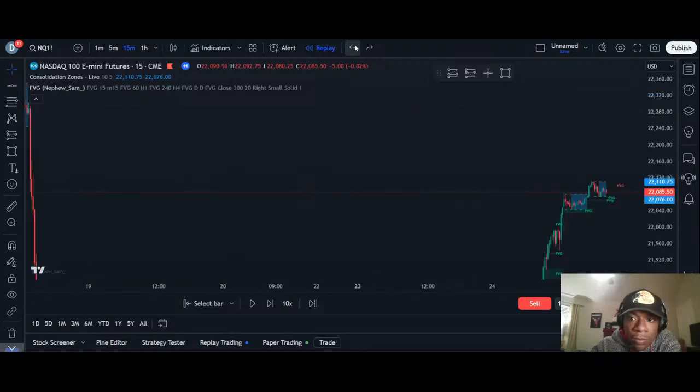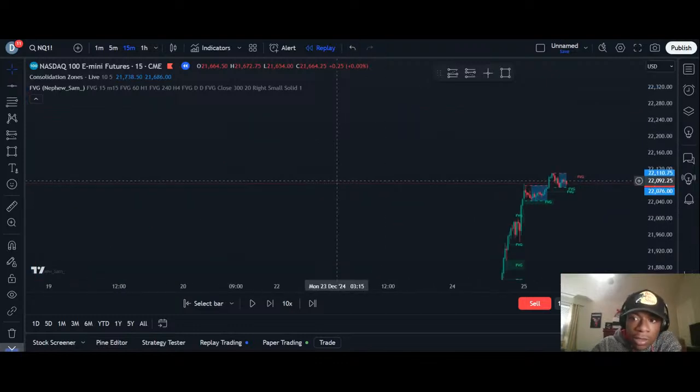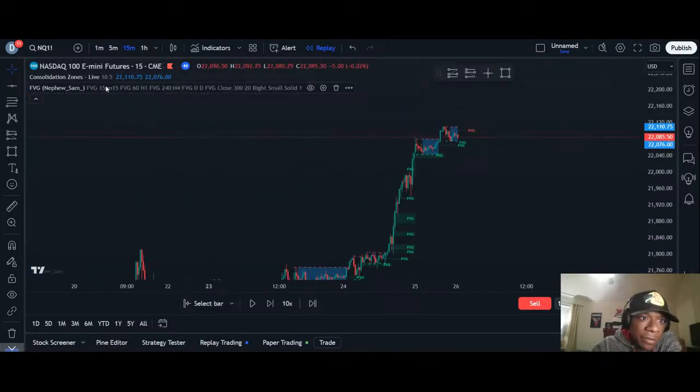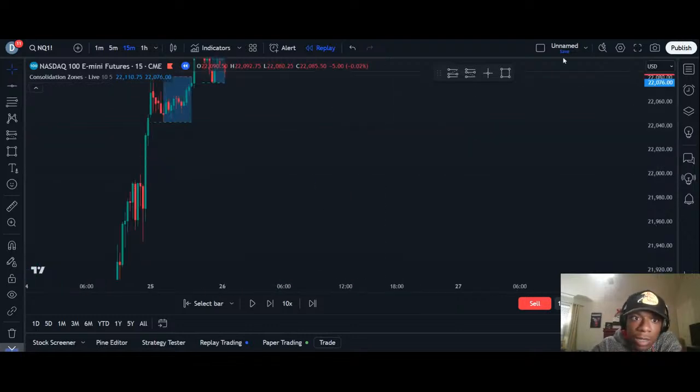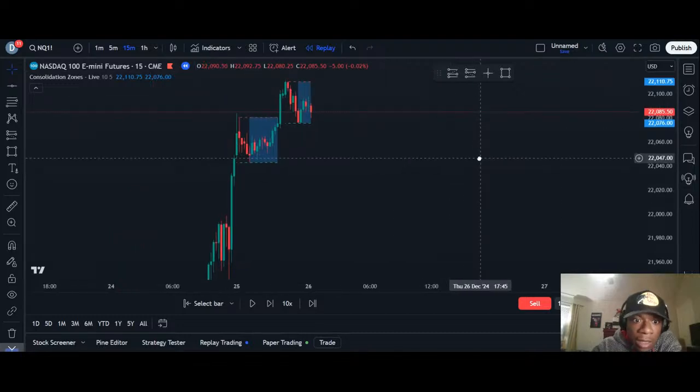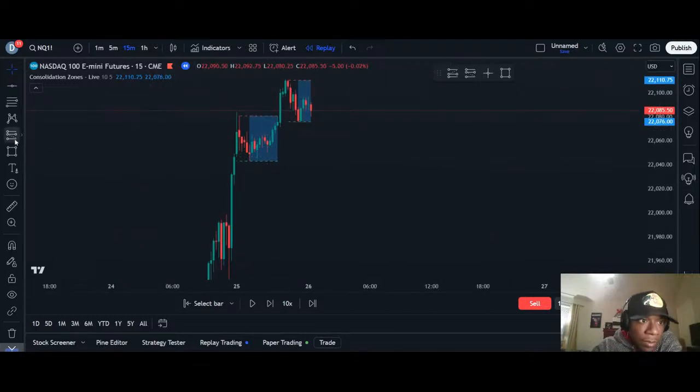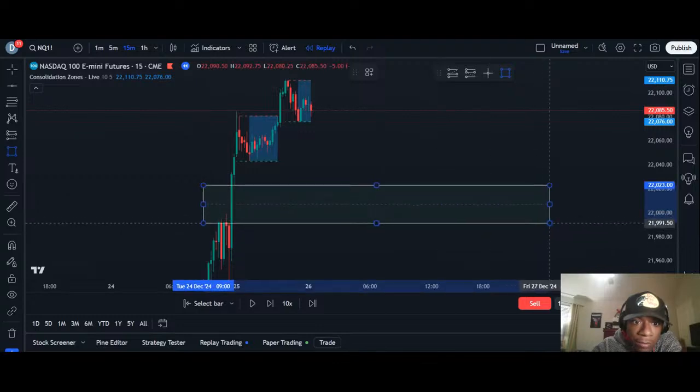But I wouldn't trust all these indicators because they can miss some. It'll tell you something's a fair value gap and it really isn't. So if you're going to do fair value gaps, I'd almost recommend you just eyeball it. Like for me, if I was looking for a fair value gap right here, I'd look for this right here.